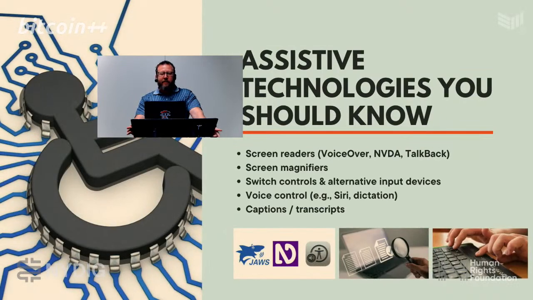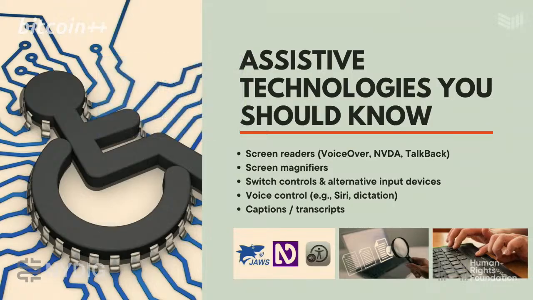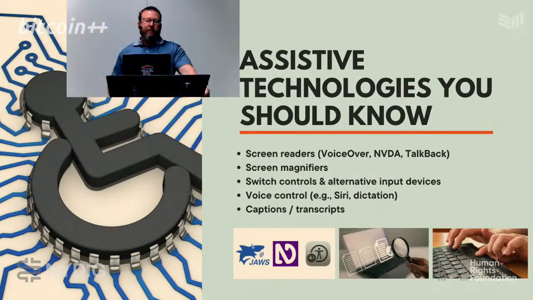So some other assistive technologies you should know. So the screen readers, things like VoiceOver, NVDA, and TalkBack. VoiceOver is on iOS. NVDA stands for Non-Visual Desktop Access. That's on Windows. It's a free open source screen reader, so you can download it and start using it today and start testing applications and seeing what works and what doesn't. And then TalkBack, of course, is on Android, which comes with most Android phones.